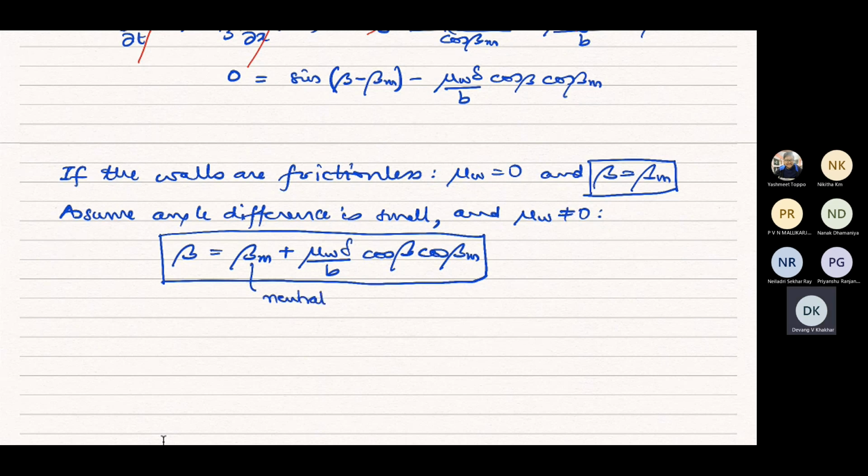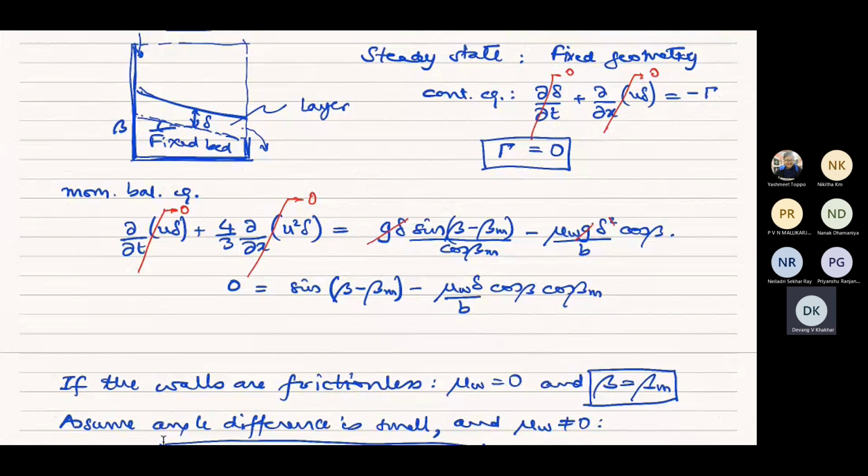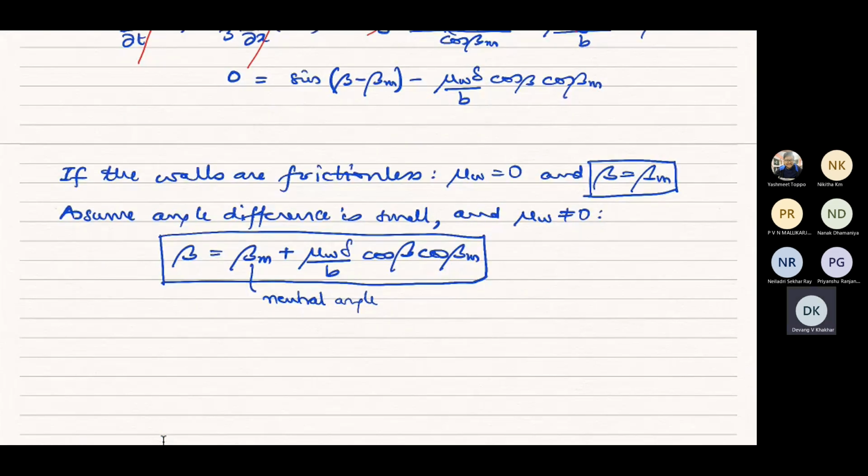This is the neutral angle. Of course if mu_w is 0, then beta is equal to beta_m. But if mu_w is something positive, there is some wall friction, then you will have this. And what it turns out is that this angle will increase as the thickness of the layer goes on increasing. This has been found experimentally also.